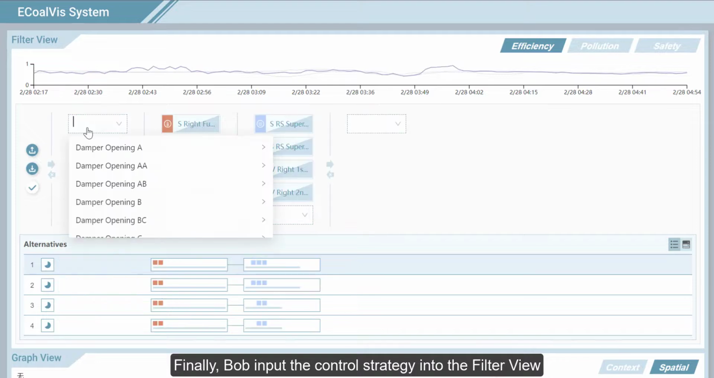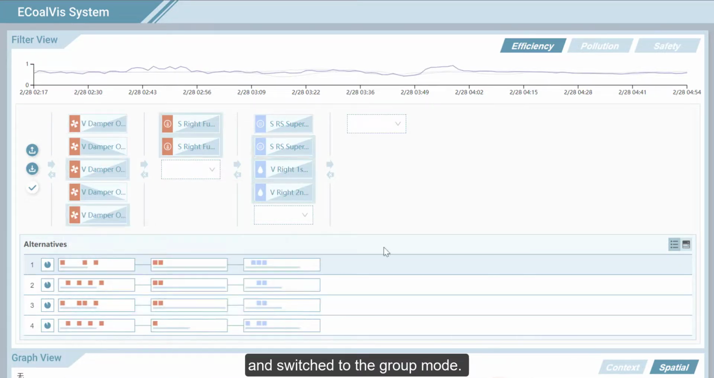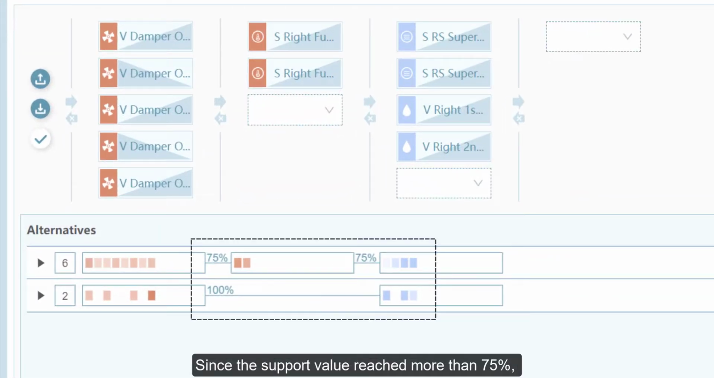Finally, Bob input the control strategy into the filter view and switched to the group mode. Since the support value reached more than 75%, he believed that timely adjustment of the water valve can effectively reduce the negative impact of unbalanced burning.